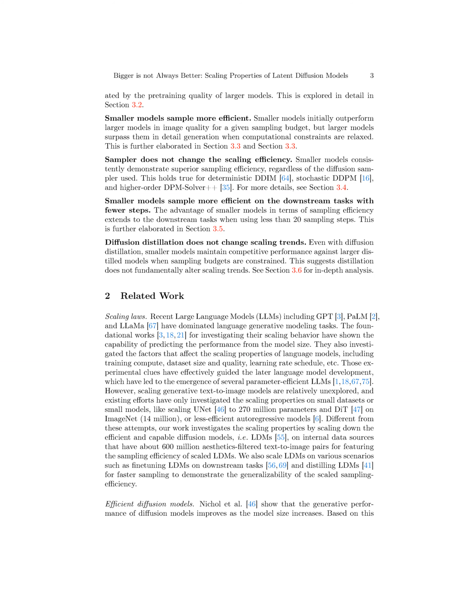This advantage of smaller models is attributed to their ability to surpass larger models in image quality for a given sampling budget, especially when using less than 20 sampling steps. The text highlights that despite the advancements in diffusion models and techniques like diffusion distillation, smaller models consistently demonstrate superior sampling efficiency, regardless of the diffusion sampler used. Additionally, the paper emphasizes that smaller models can outperform larger models in terms of image quality when the computational constraints are maintained, showcasing the initial advantage of smaller models in generating high-quality images efficiently.